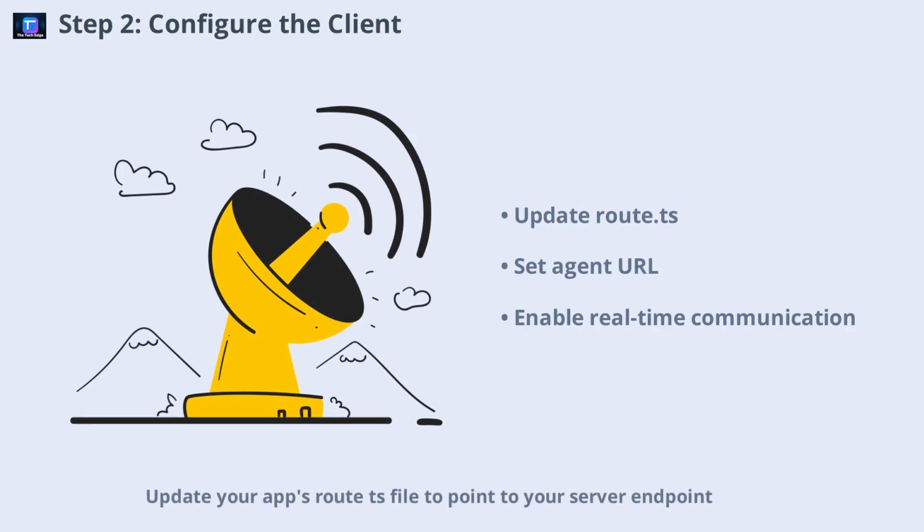Update your app's route.ts file to point to your server endpoint. This involves creating a Copilot runtime instance and specifying your agent's URL. The Copilot runtime handles communication between the front end and back end, ensuring that user messages and agent responses flow smoothly. With this setup, your client is ready to send and receive data in real time.